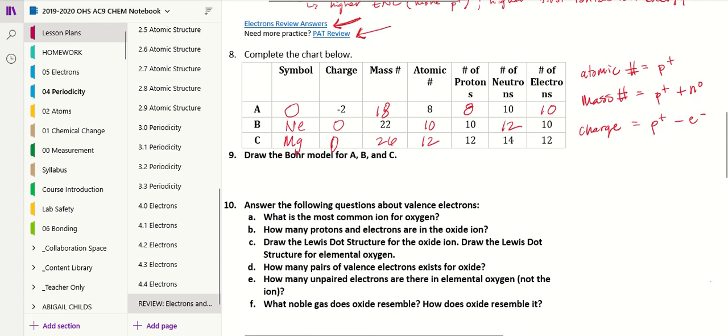Bohr models. I'm not going to draw these for you, but just remember, number of protons, number of neutrons in your nucleus, write it out. 2, 8, 8, 2 is the largest amount of electrons I'll ask you to draw a Bohr model for. Beyond that, we'll just be dealing with the quantum mechanical model in electron configuration.